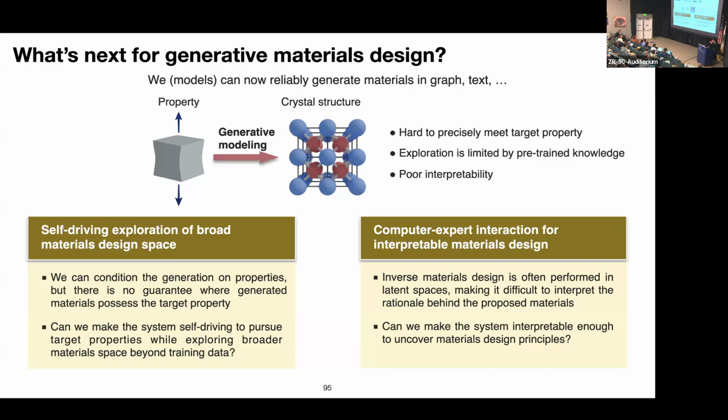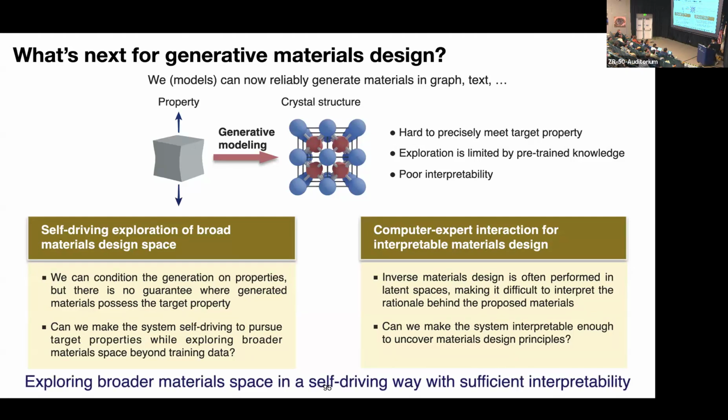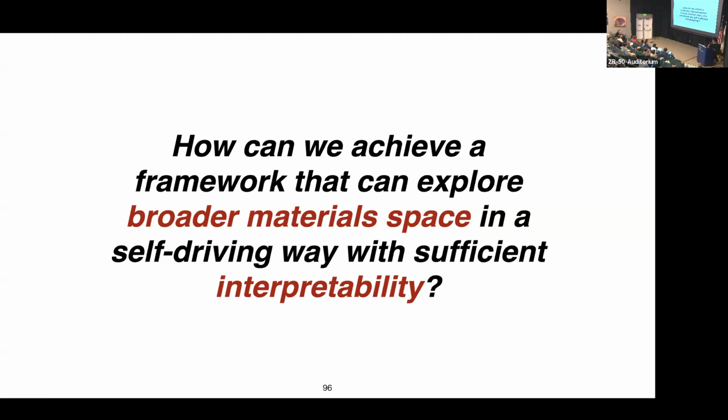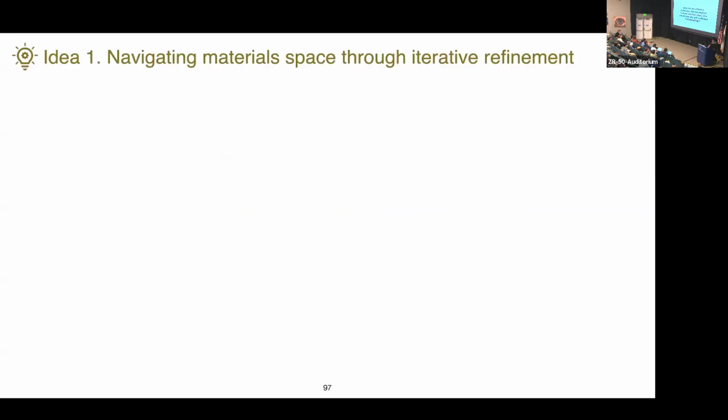So basically, we hope that you can generate novel designs, and in the meantime, the process can also be interpretable by human beings. For example, if you take a diffusion model, you take the input text, the description of your properties, and it outputs the structure magically. If it's good, you're lucky. If it's not, you need to do it again. There's no explanation about why such a structure is being proposed, right? So how can we achieve a framework that can explore broader material space in a self-driven way with sufficient interpretability? This is what we want.